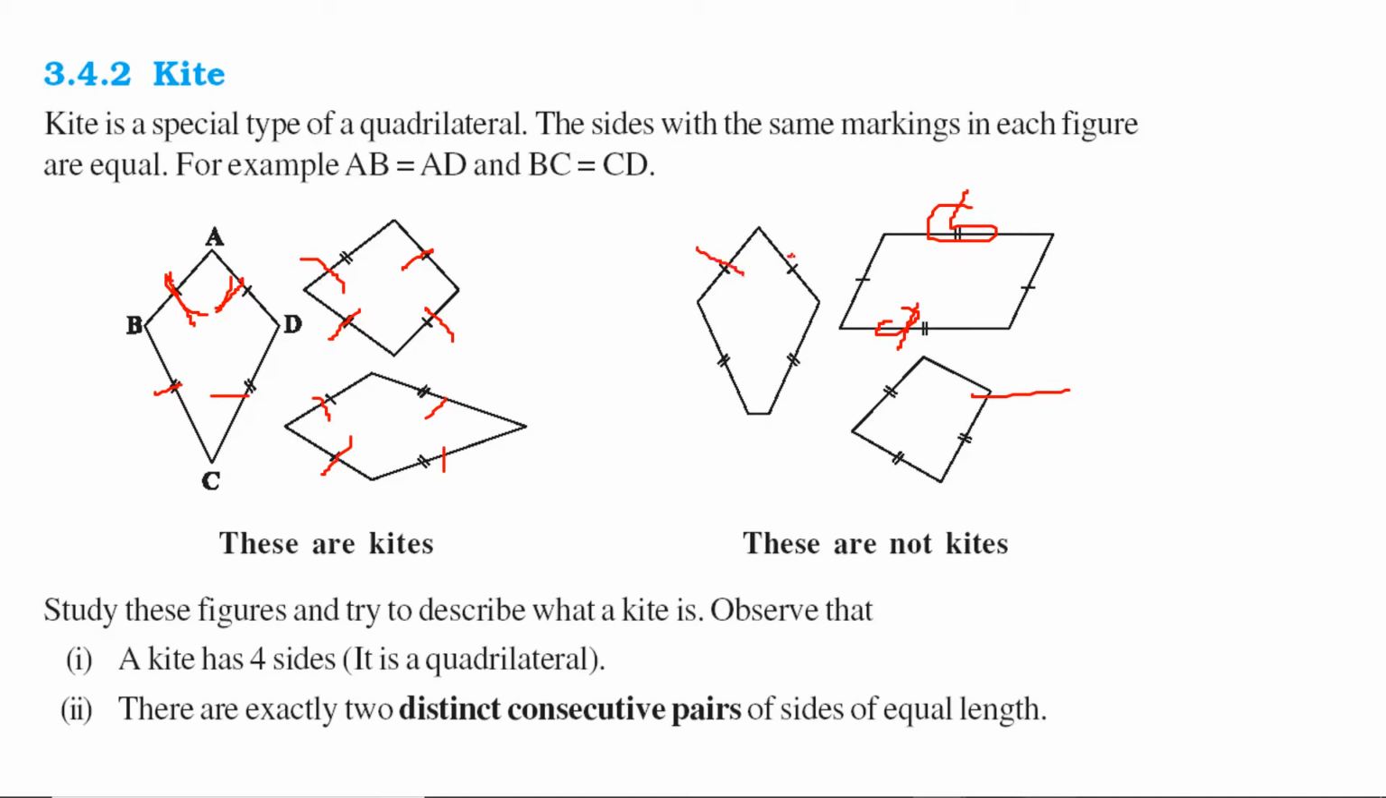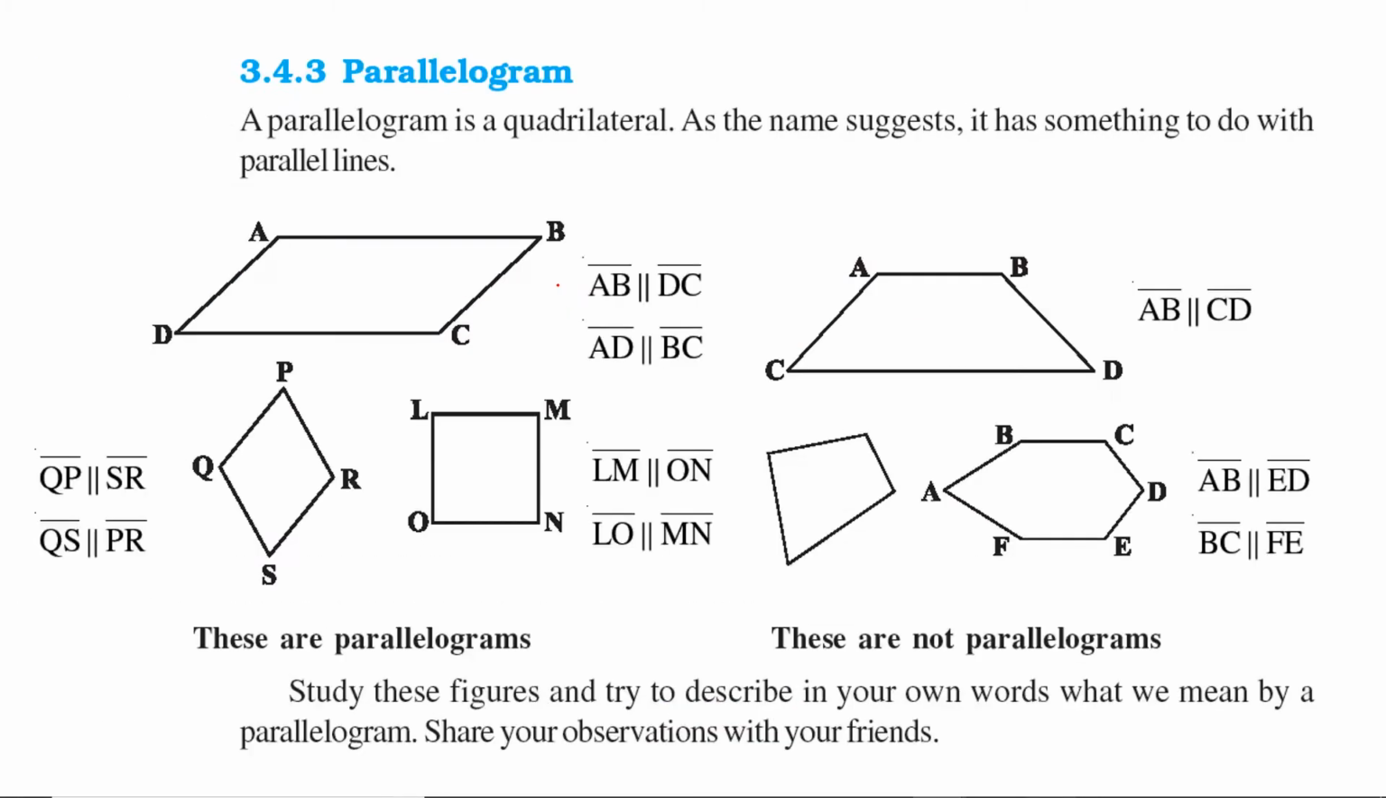Here these two are equal, but this is not a quadrilateral. There are more than four sides. Here also we have these three sides equal, but this is not equal. So two consecutive sides have to be equal. We just need to observe in a kite that it has four sides, it is a proper quadrilateral, and there are exactly two distinct consecutive pairs of sides of equal length.